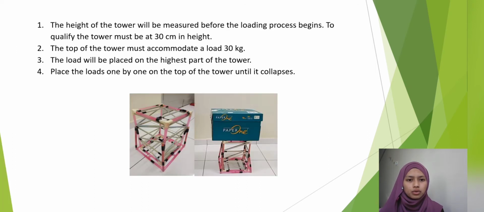Development of each stage of design. First, the height of the tower will be measured before the loading process begins. To qualify, the tower must be 30 cm in height. Second, the top of the tower must accommodate a load of 30 kg. Third, the load will be placed on the highest part of the tower. Fourth, place the loads one by one on the top of the tower until it collapses. So this is the picture for fabrication of the prototype.